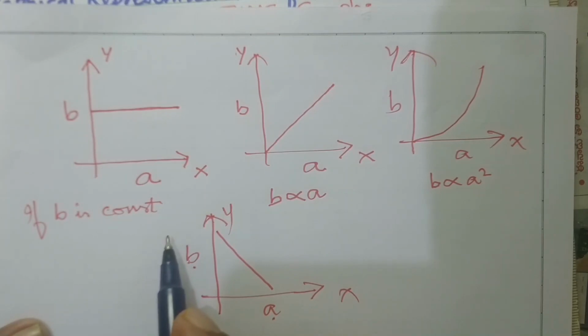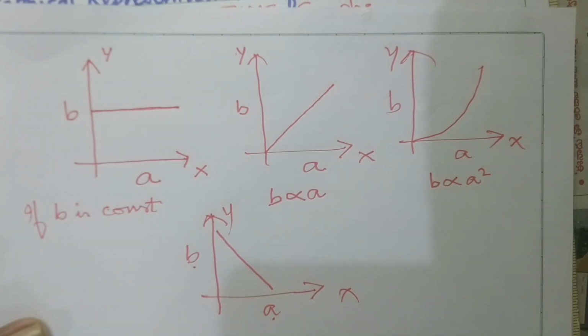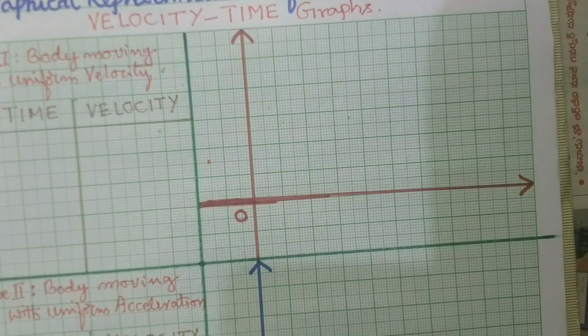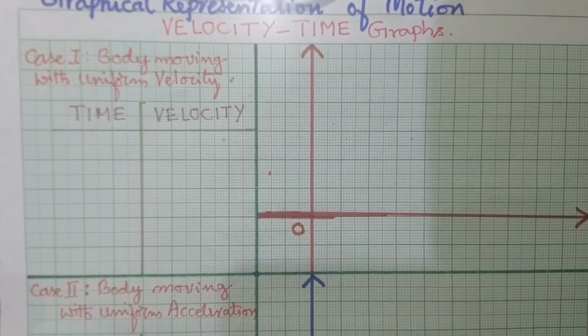Today we are going to see the velocity time graphs. Let us see these velocity time graphs now. Carefully try to understand this. There are three cases. One is body moving with uniform velocity. Second one is body moving with uniform acceleration. Third case is body moving with uniform deceleration. All these three cases I'll explain now by taking examples.